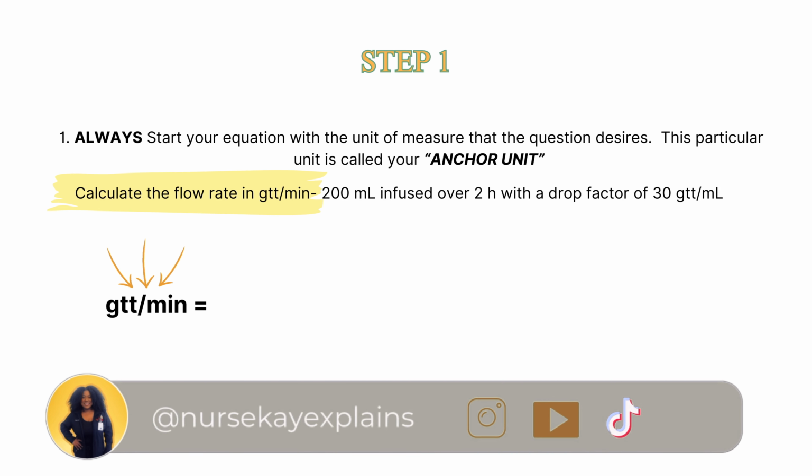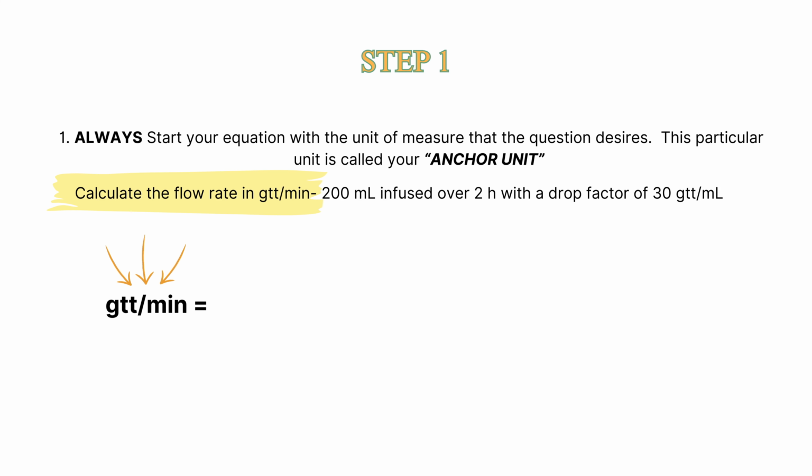Step one, when solving your dosage calculation problems, the first thing you write down on your paper before you do anything else is your anchor unit. Your anchor unit is basically the unit of measure that the question desires. In this example, it asks us to calculate the flow rate in drips per minute. Drips per minute is our anchor unit.